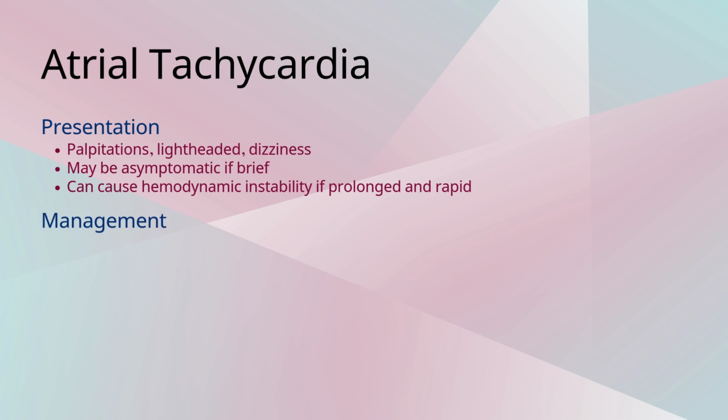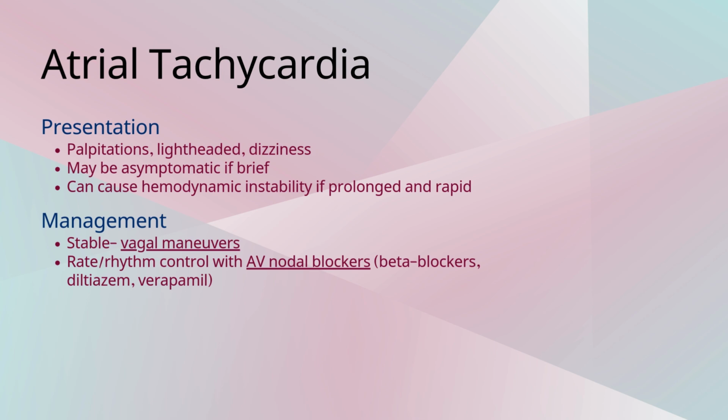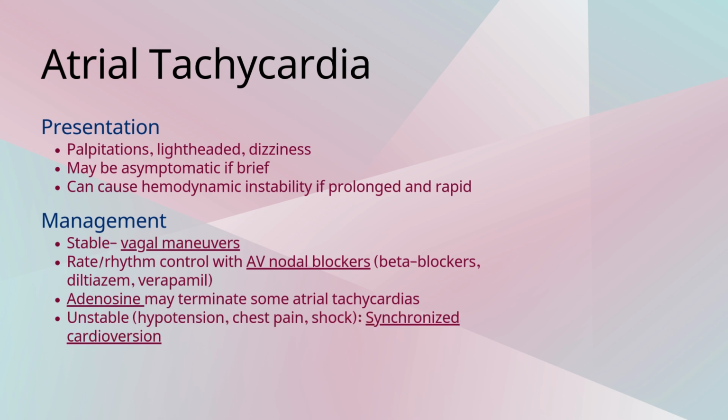And management is going to depend on stability. So, for stable patients, vagal maneuvers, AV nodal blockers like beta blockers or calcium channel blockers. Adenosine can terminate some atrial tachycardias, but remember, not AFib or aflutter. Synchronized cardioversion should be used if the patient is unstable. And then catheter ablation may be considered for focal tachycardias if they're recurrent.